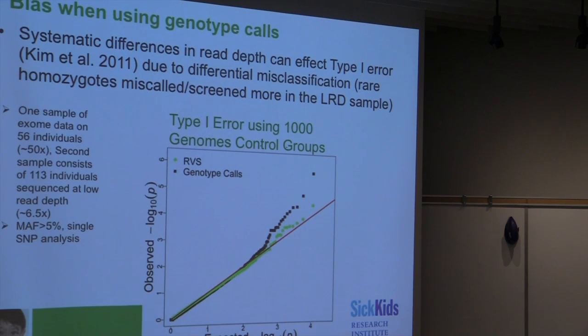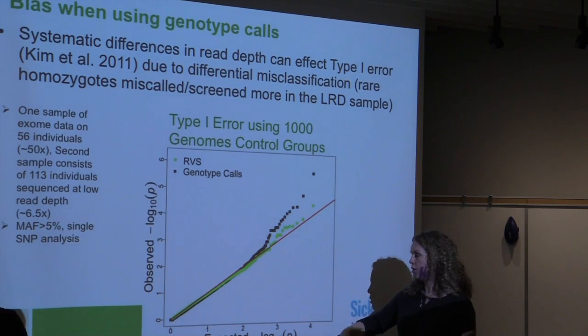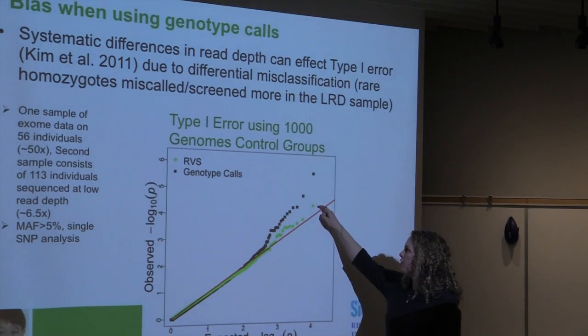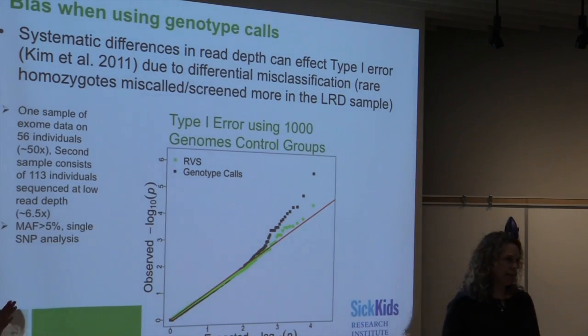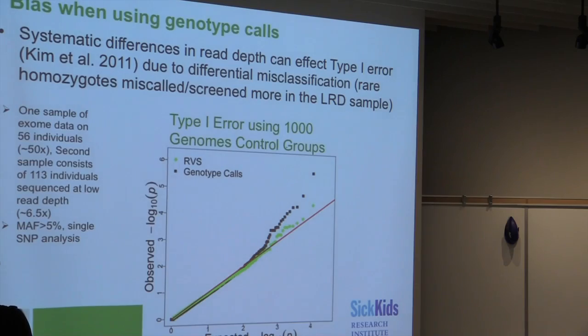Okay, so we want to be able to control for this. If you're bringing in sequence from all kinds of different sources, you have to make sure that you somehow control for this. So what I'm going to talk about today is this statistic that we call RBS, where we make an adjustment so that we can adjust for this read depth bias. I'm going to talk to you about what that RBS is, and you can see that we get back to the identity line. So we're adjusting for this bias and we're not observing spurious association.